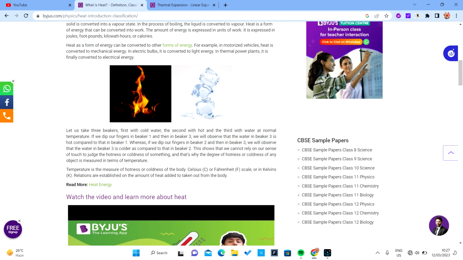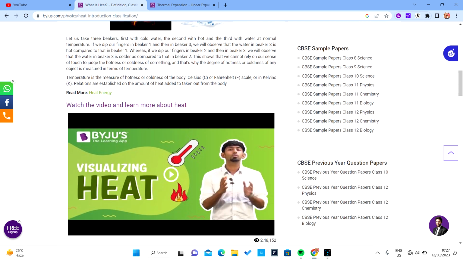And then you have different units for measuring temperature. You have a lot of them. You have Celsius, you have Fahrenheit, you have Kelvin, you have Rankine. But the one that is accepted in physics is Kelvin. The normal standard unit for temperature is Kelvin.